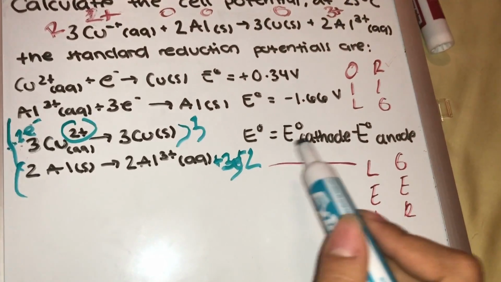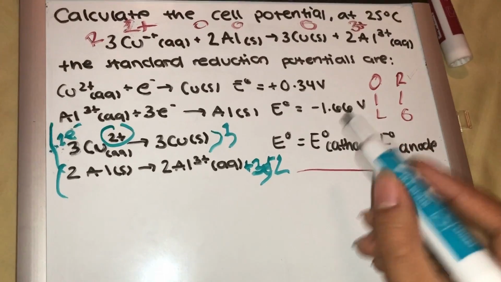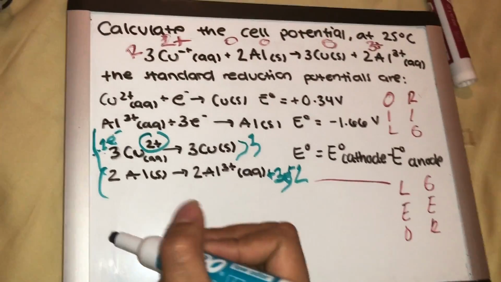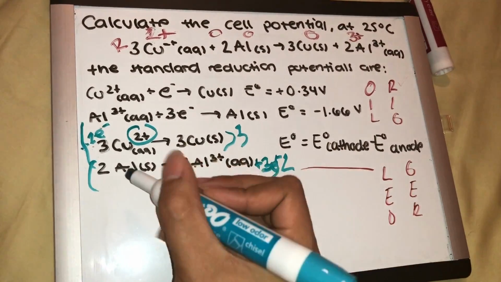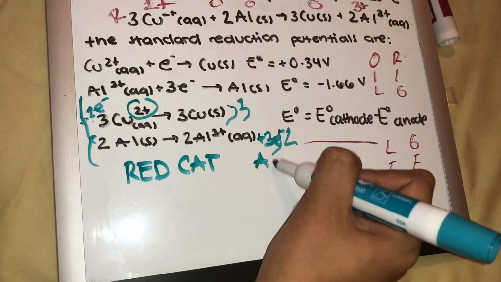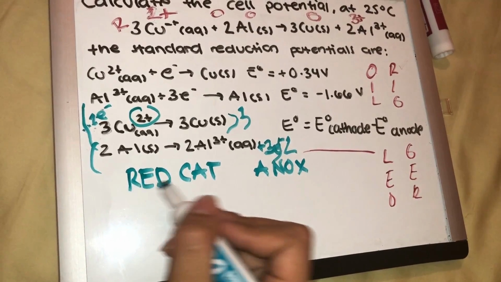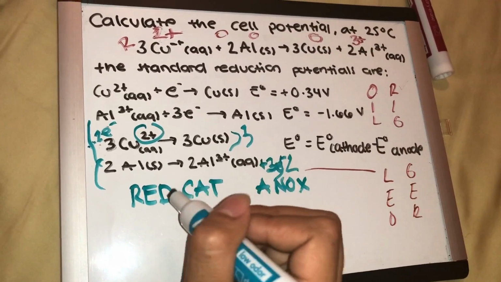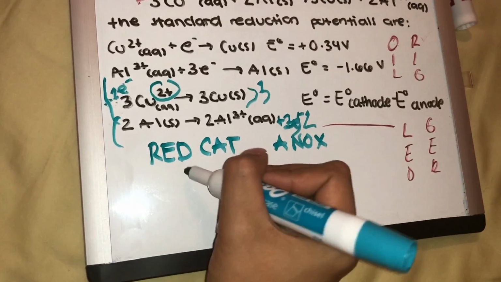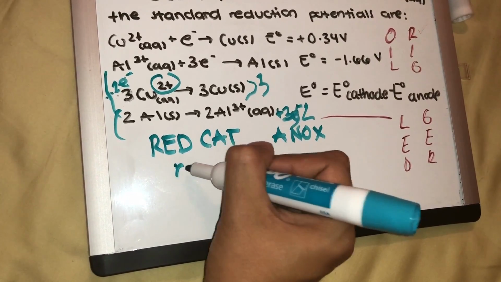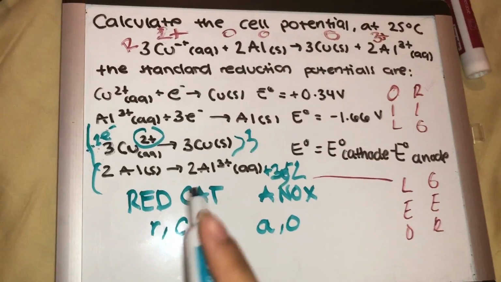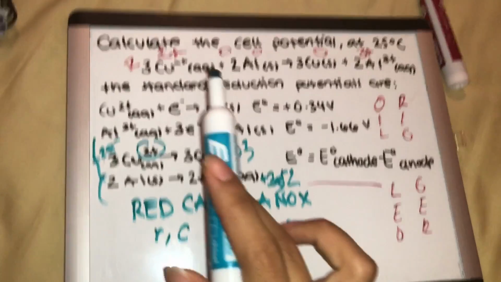Okay, so now we're ready to use the cell potential equation, and it is going to be E° of cathode minus E° of anode. Another thing I used to know which is the cathode and which is the anode is this. So we have RED CAT and AN OX. So RED CAT is reduction at the cathode, and AN OX is anode and oxidation. You can also learn that these are consonants, R and C, and A and O are vowels. So now that we know what our cathode and our anode is, we can use it.